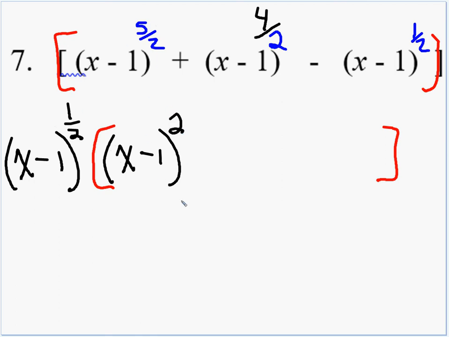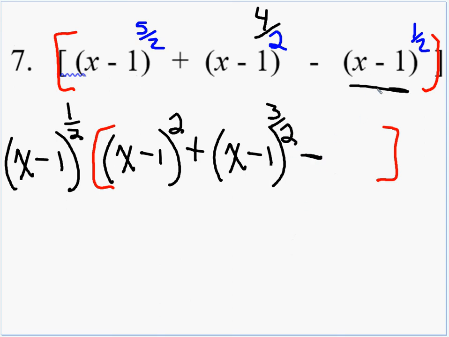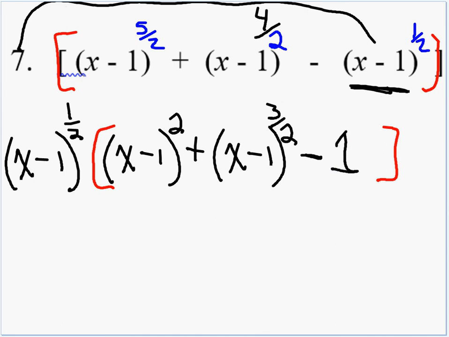So let's just write that as a 2. Plus base x minus 1 quantity, 4 halves minus 1 half is 3 halves. Minus, we did factor this term out in its entirety, so there's just a placeholder 1 there. And none of our inside exponents here are first power, so we can't drop the parentheses and combine anything else. We'll leave it just like this.